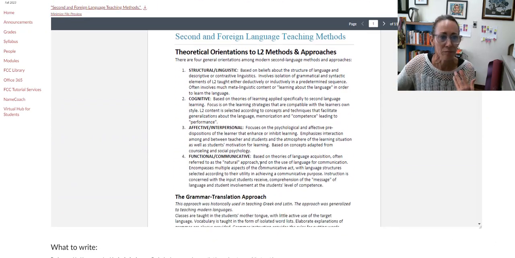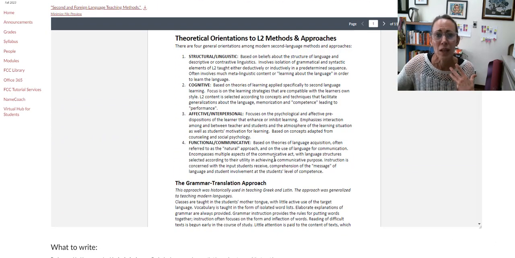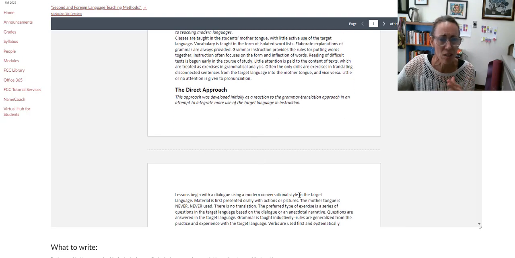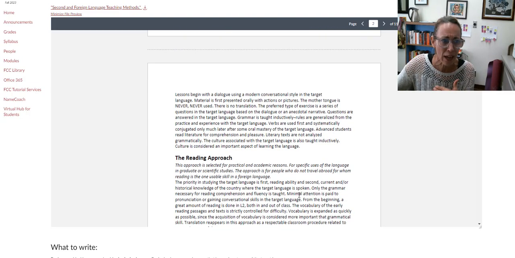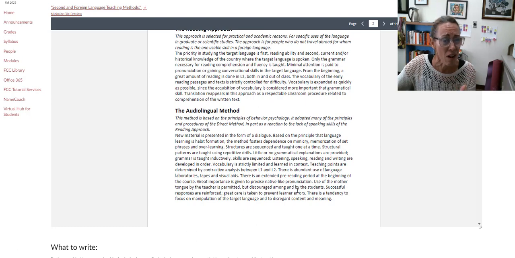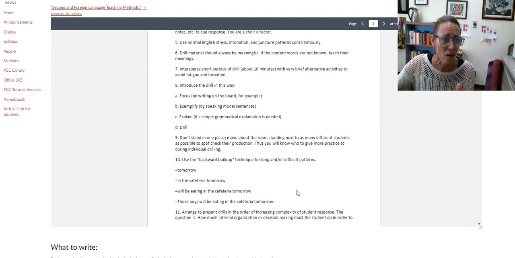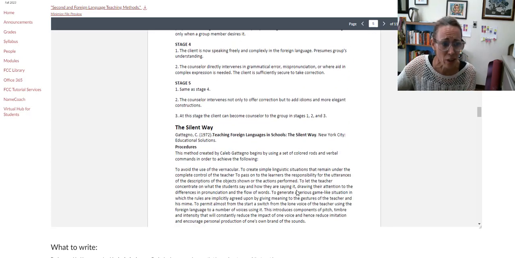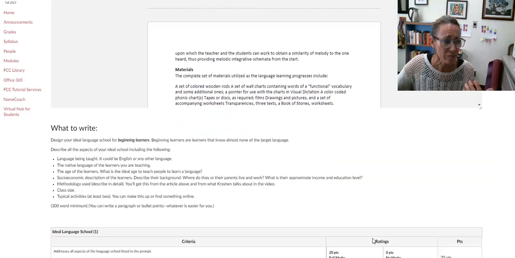And then some different methods and approaches, just going through some of the different methodologies, a historical look back. Some of them are not very effective, but some of them are. So you can take a look at these and see what you would gravitate towards.